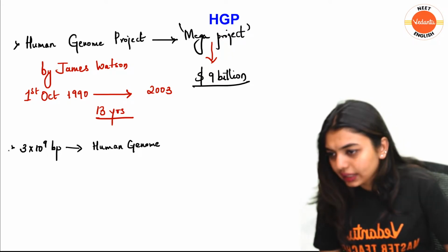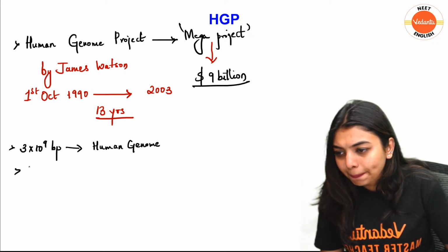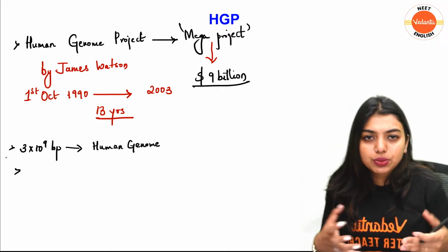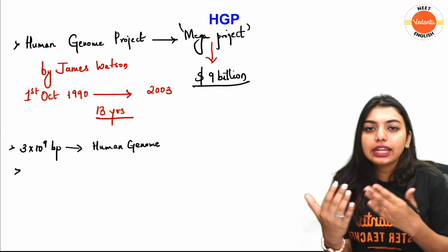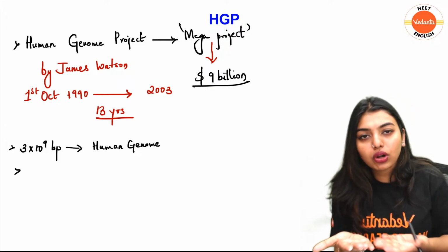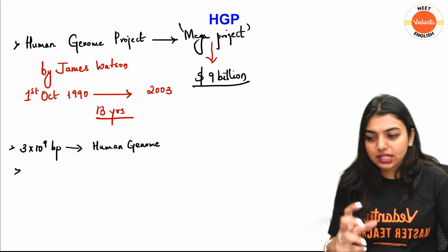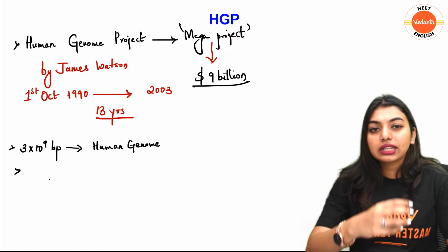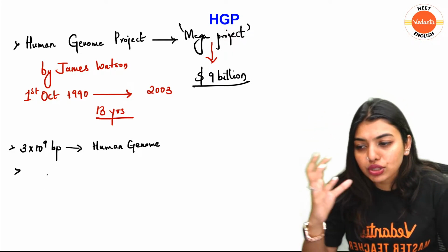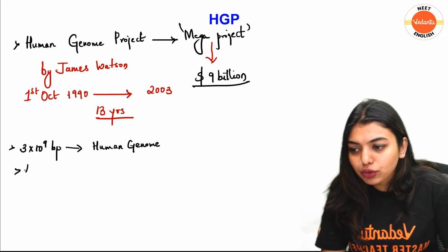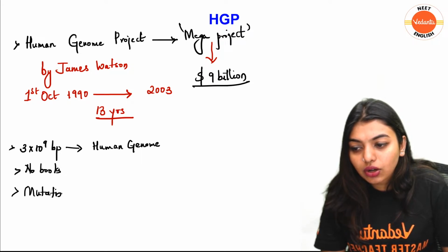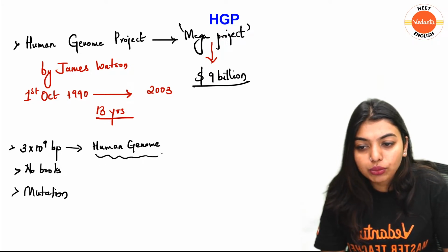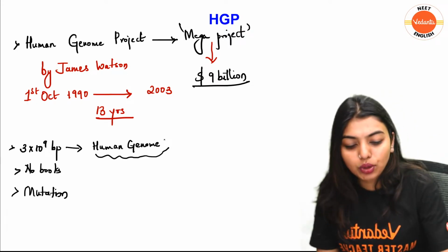Okay, and it was also helping to avoid the storage books, right? Imagine you have to fit these 3 into 10 to the power 9 base pairs in a book. Imagine how much it will cost us, right? It would be a 1,000 pages book. Like that, we would have had 3,300 books. So to avoid that, to have no books for our genome, to understand where mutation happens, to learn or understand the genome of a human, for all this HGP was useful.